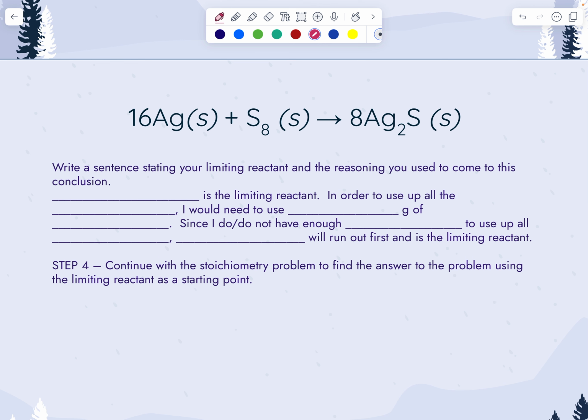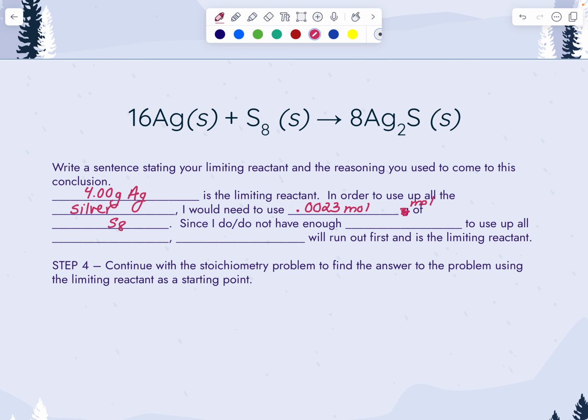So write a sentence stating your limiting reactant and the reasoning you use to come to that conclusion. So the first thing we're going to say is that reactant 1, so 4.0 grams of silver, is the limiting reactant. And then, right, this is where the logic is coming in. In order to use up all the silver, I would need to use, and this was the needed, 0.0023 moles. We can do this in terms of moles, we don't need to do this in terms of grams. I would need to use 0.0023 moles of, what is that second reactant, S8.